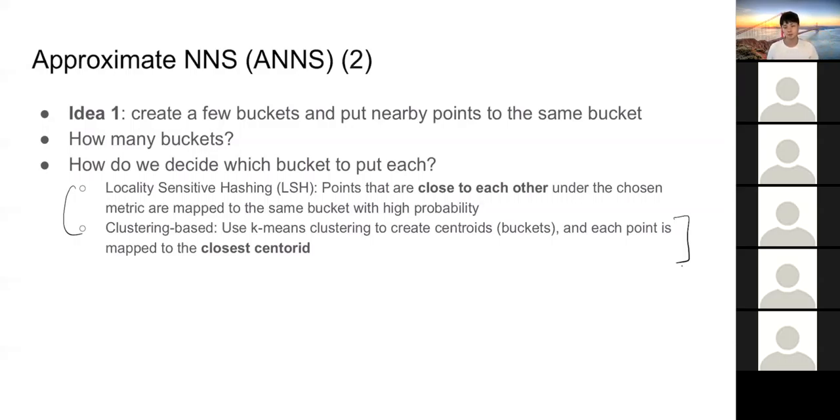So you can, for instance, build your inverted index within a few hours for billions of points if you have a GPU. And I want to mention that building this inverted index is also called coarse quantization.